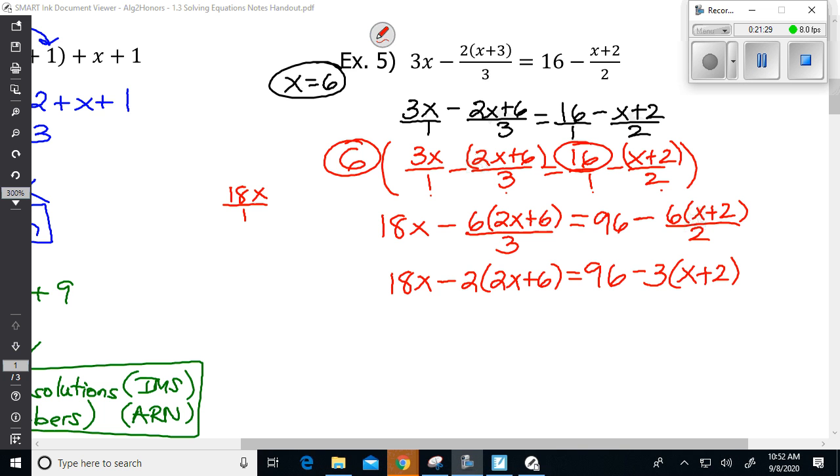6 times 16 is 96. 96 divided by 1 is 96. And then 6 times x plus 2 is 6 parentheses x plus 2. 6 divided by 2 is 3. So as I went along, I took care of the bottom of the fraction. So, fractions are gone. Now we can just solve the problem. Now we can distribute.